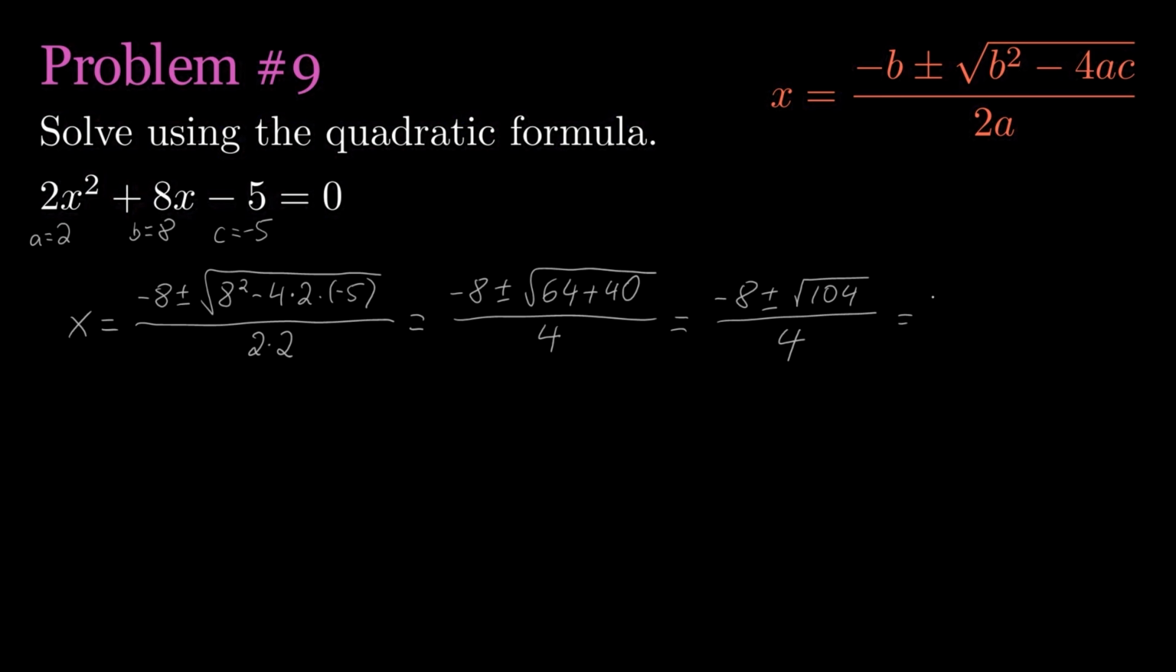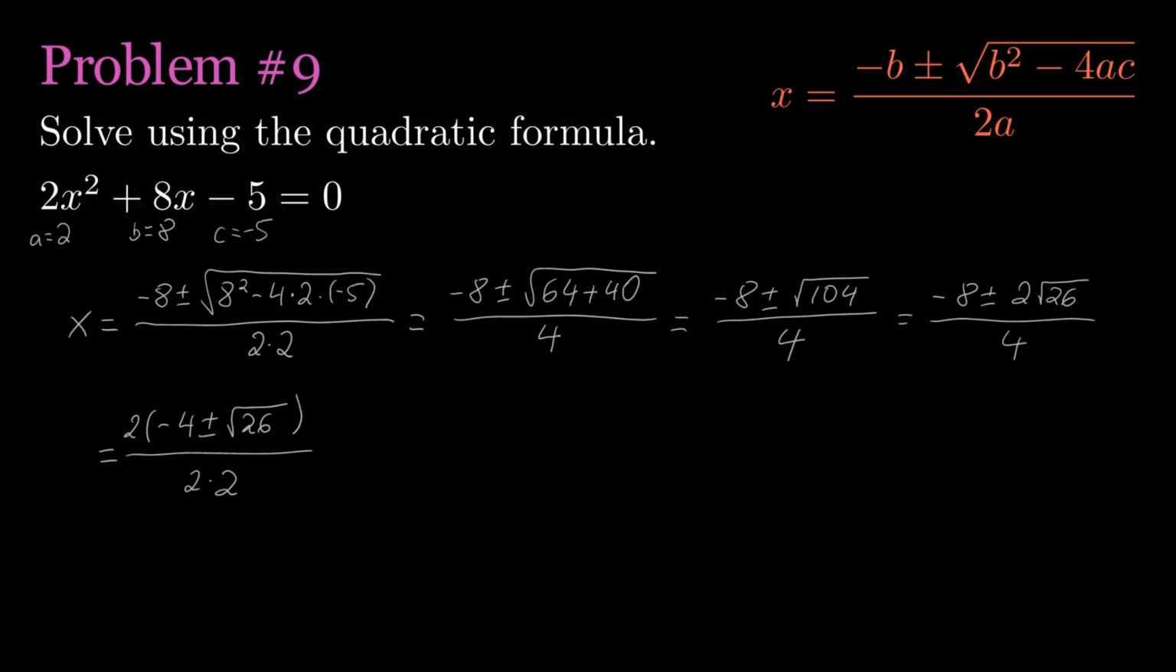And 104 has a perfect square factor of 4, which is 2 squared. So we can rewrite it as negative 8 plus or minus 2 times the square root of 26, since 26 times 4 is equal to 104, all over 4. Now we acknowledge that the numerator has a common factor of 2, which also is a factor of the denominator. So we'll write it as 2 multiplied by negative 4, plus or minus just 1 square root of 26, all over 2 times 2.